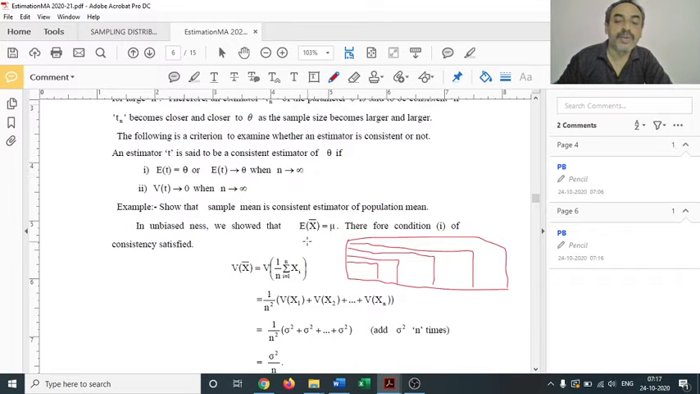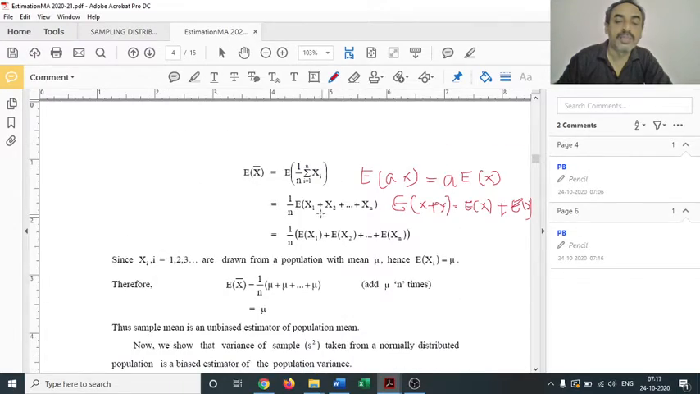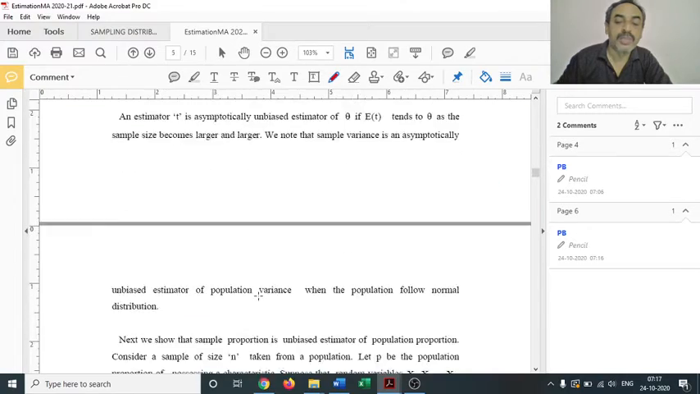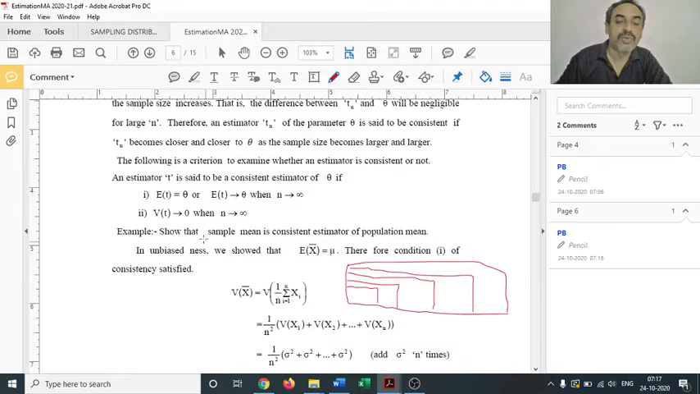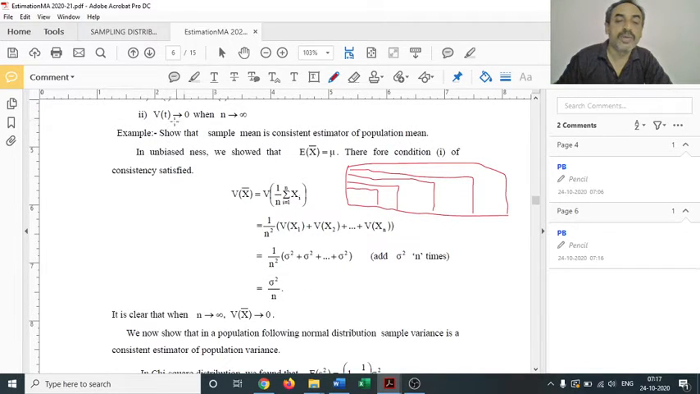So in the case of this sample mean, E of x bar equals mu. So the first condition, E of T equal to theta, is satisfied. Here T is x bar and mu stands for theta. It was examined along with unbiasedness. We discussed the same property in unbiasedness and it is obtained as mu. So we are not repeating the same proof for the first condition. The second condition is variance of T must tend to 0 when n tends to infinity. So here we have to show variance of x bar tends to 0 when n tends to infinity.